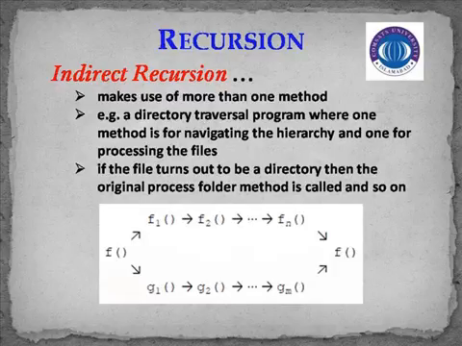Dear students, another type of recursion known as indirect recursion makes use of more than one method. For instance, a directory traversal program where one method is for navigating the hierarchy and the other for processing the files. If the file turns out to be a directory, then the original process folder method is called, and so on. This procedure is depicted in the diagram below, where more than one method is called.